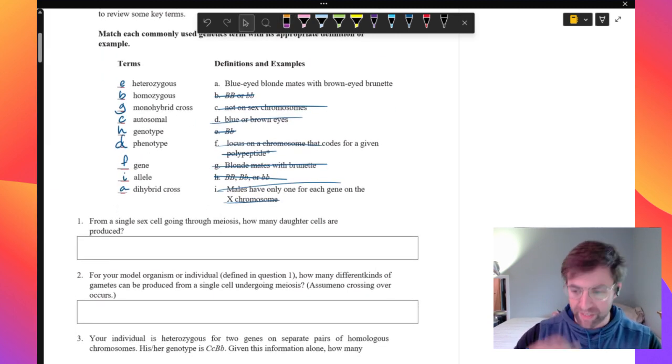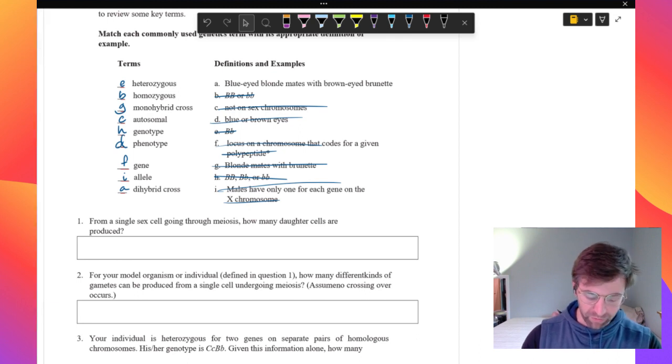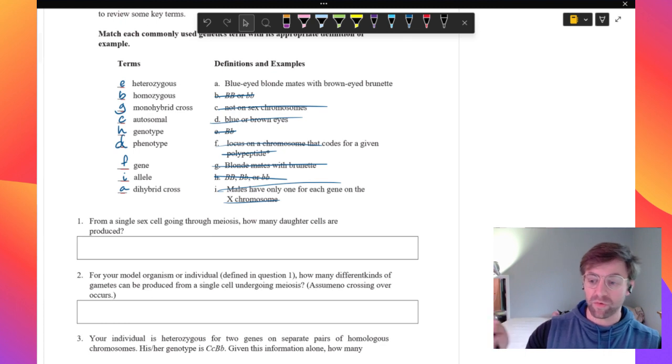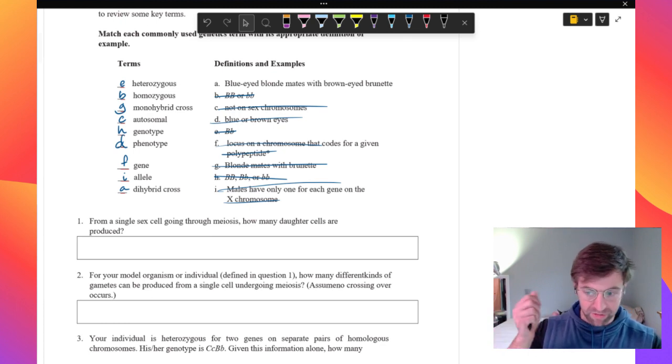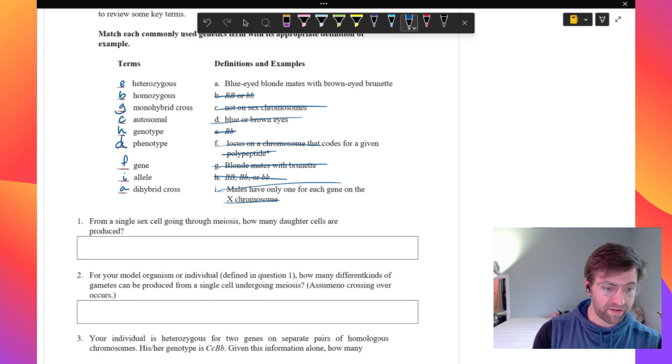Okay, to become fluent with these terms, we're going to get more practice with them as we go through the worksheet. So from a single sex cell going through meiosis, how many daughter cells are produced? We went over this last week. Remember that meiosis, whichever pronunciation helps you remember that it's different, there's two divisions. You have meiosis 1 and meiosis 2. And so from 1, you get 4.